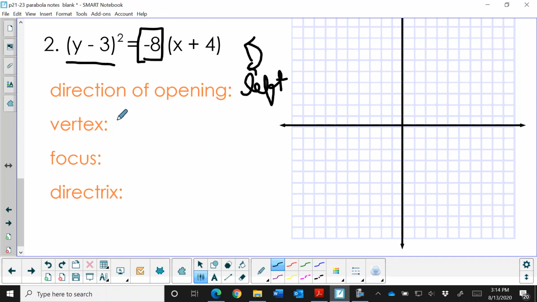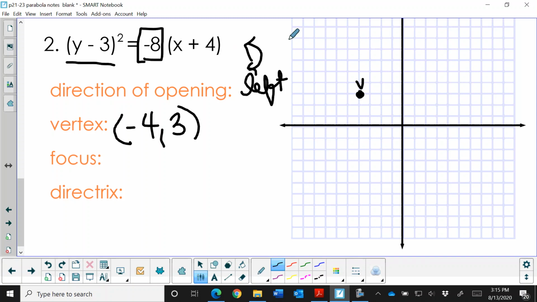Okay, our vertex. Now, you have to be careful. When your y squared is first, a lot of students say, oh, it's 3, -4, but it's not. You've got to look at h and k. H is always with x, so it's -4. K is always with the y, which is +3. Always the opposite signs. So again, let's plot our vertex first. 1, 2, 3, 4, 1, 2, 3. So that is our vertex, and I'm going to call it B just to make it easy.